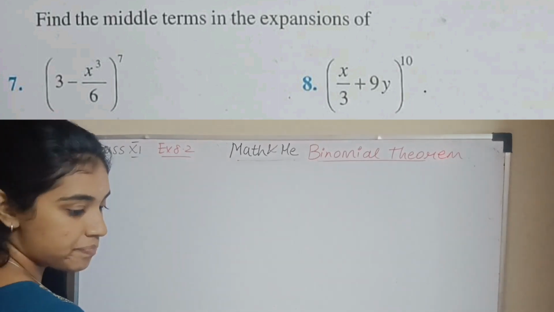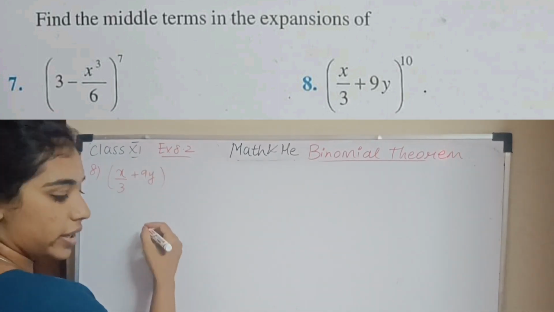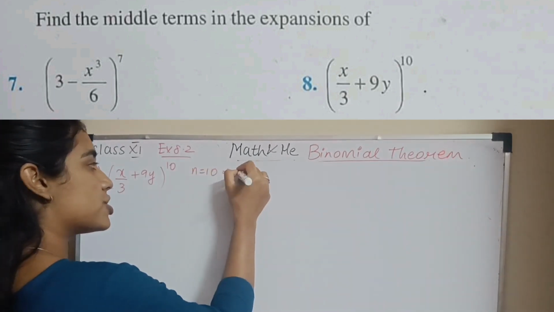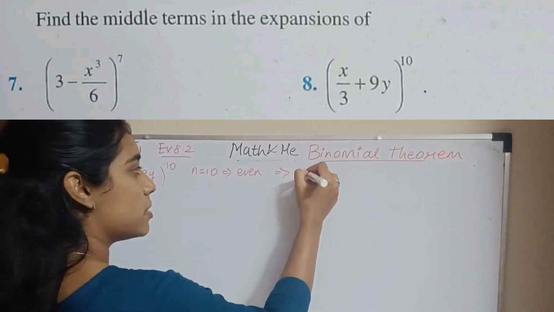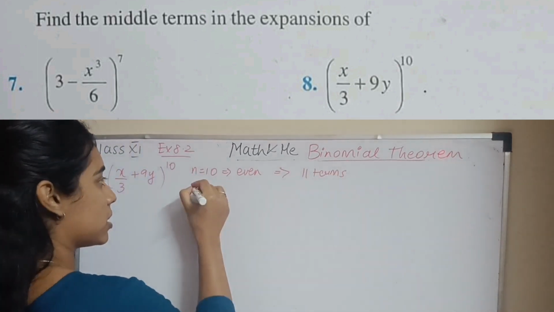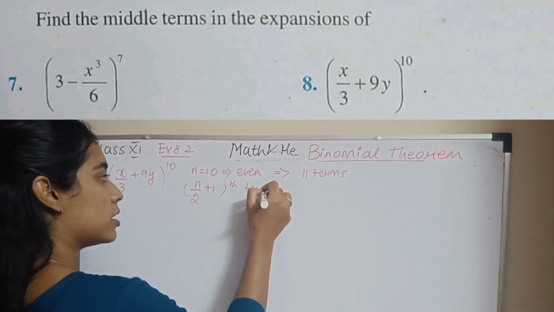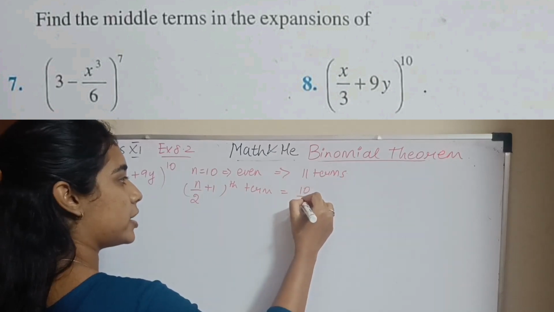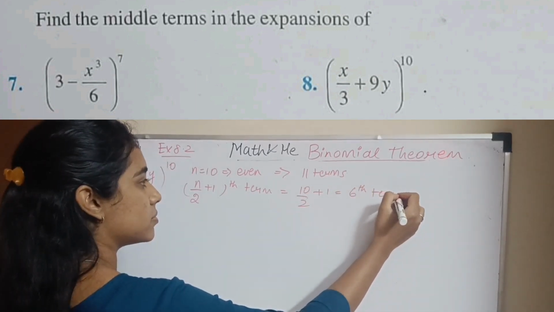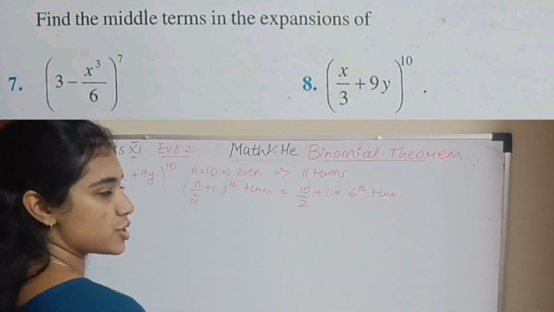Question number 8. Middle term of (x/3 + 9y) to the power 10. Here my n is 10, which is even. So what is my number of terms? I have 11 terms. So what is my middle term? I only have one middle term, which is the (n/2 + 1)th term, which is 10/2 + 1, which is the 6th term. 10/2 is 5, plus 1, which is 6.